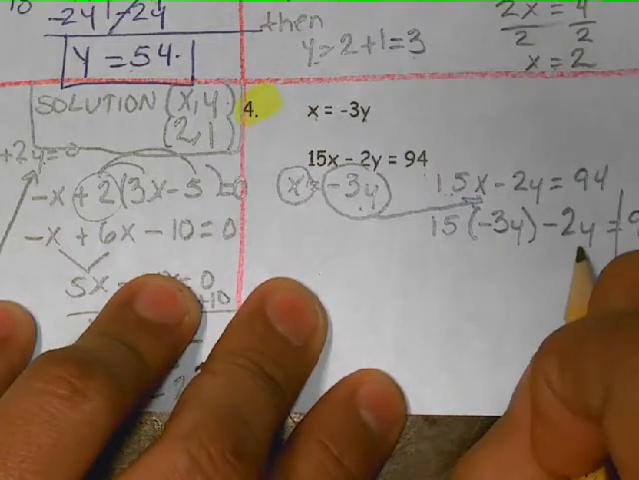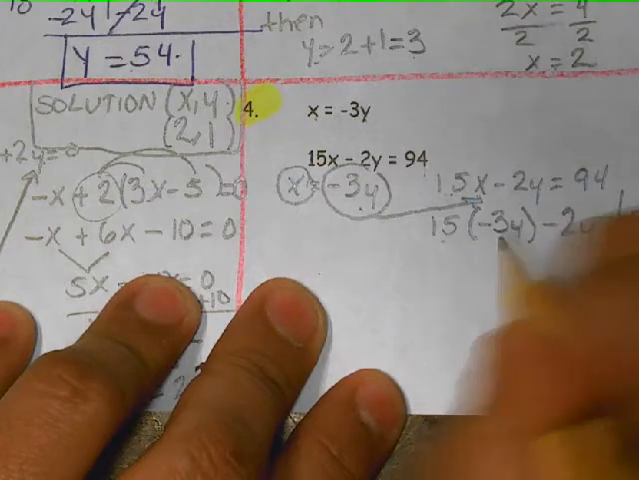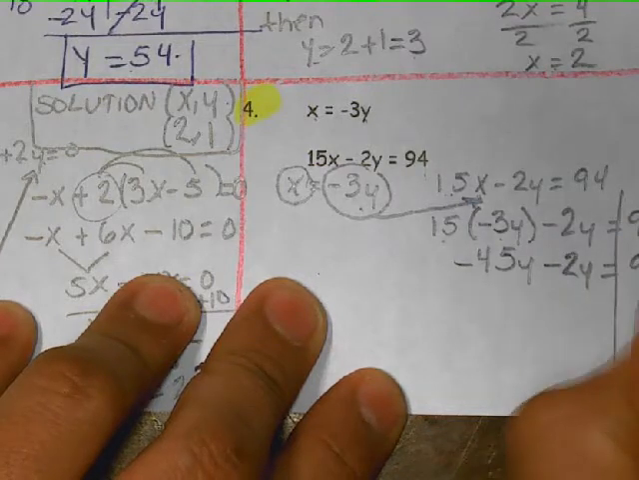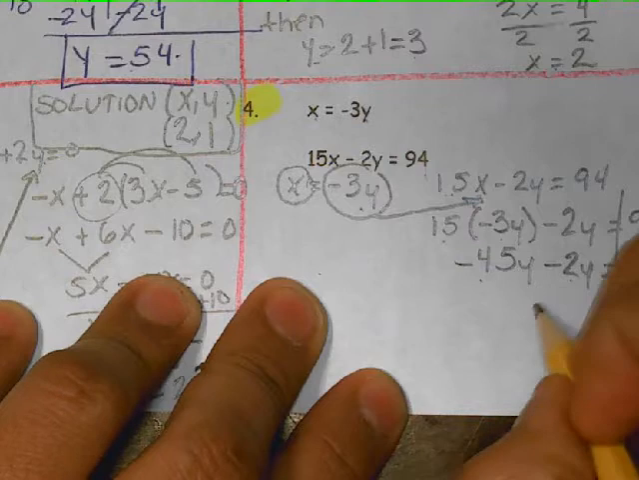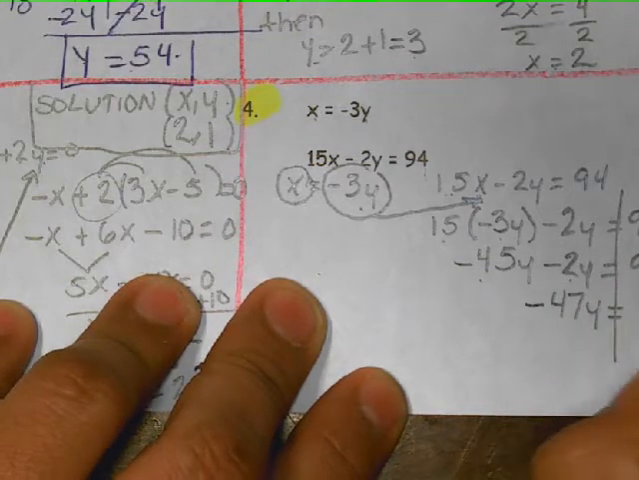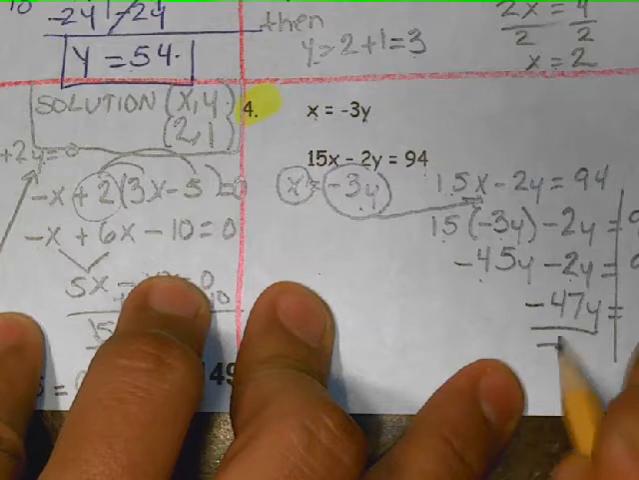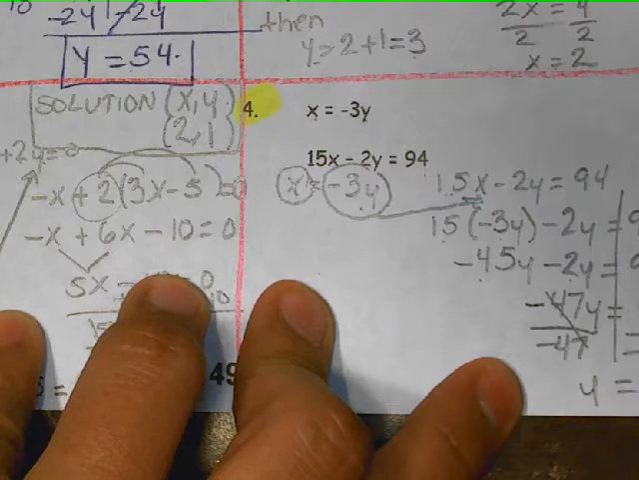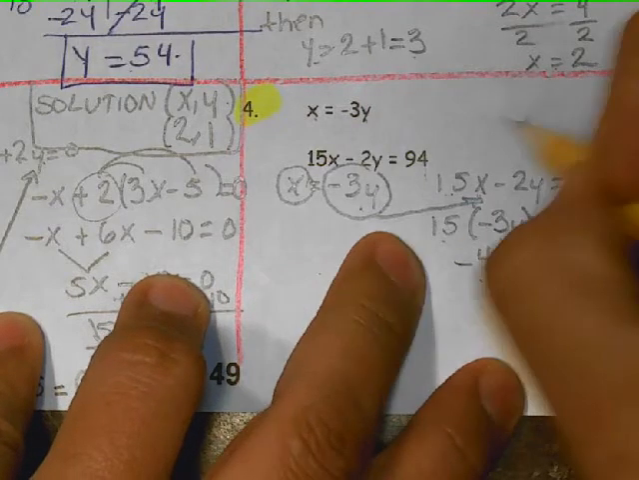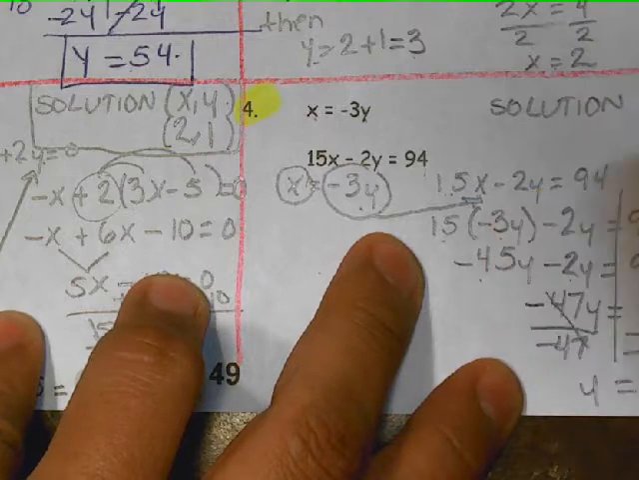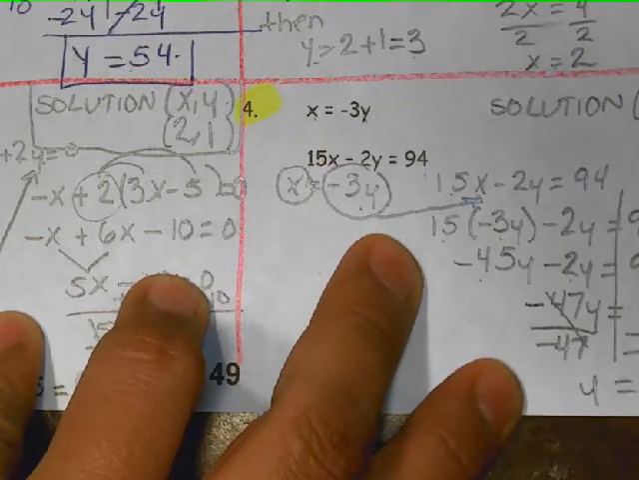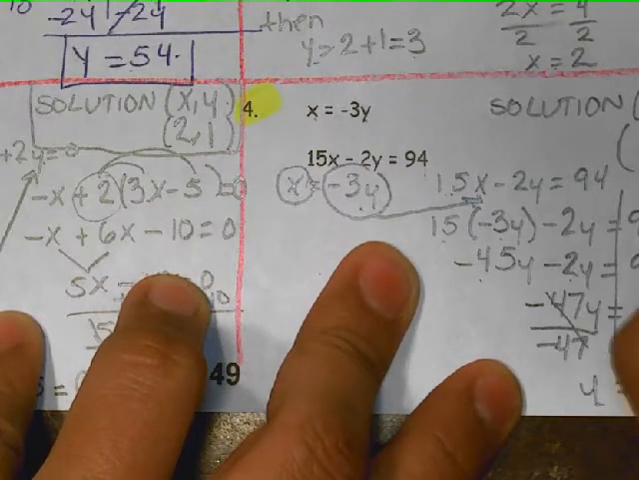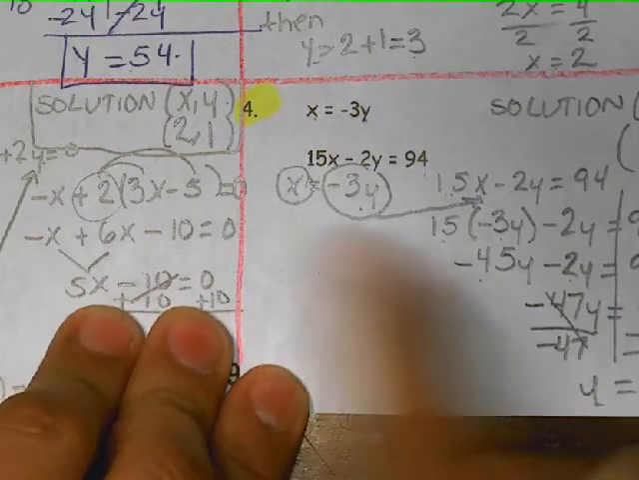Now again, we're going to use this part of the equation to find how much is the y. So 15 times negative 3 equals negative 45y, minus 2y equals 94. Negative 45 and negative 2, negative 47y equals 94. Finally, we divide this by negative 47, and the y is equal to negative 2. Remember, this is part of the solution, so the solution again represents the point of intersection of the two lines. So we still need to find how much is x.